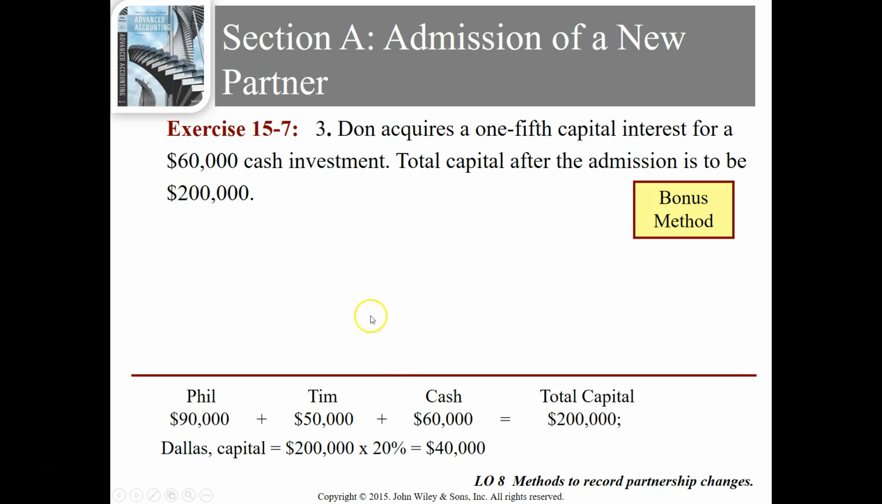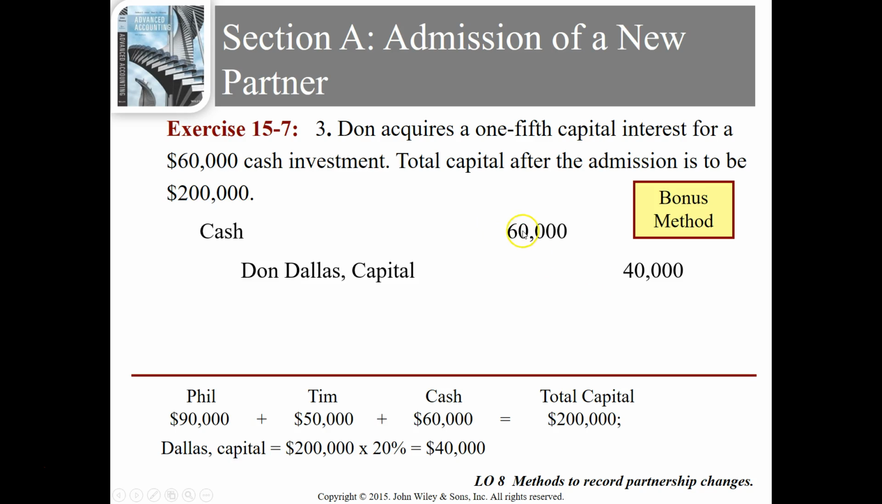Now, ladies and gentlemen, please note the new partner is giving an amount greater than the book value of the firm. Why does he do this? Maybe Don wishes to be in this partnership because he sees opportunity. So he's willing to pay more in the hopes of getting more later on. So we would debit cash of 60, credit Don Dallas capital of 40.